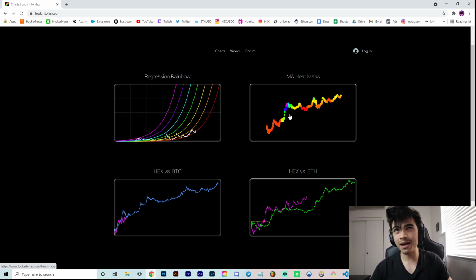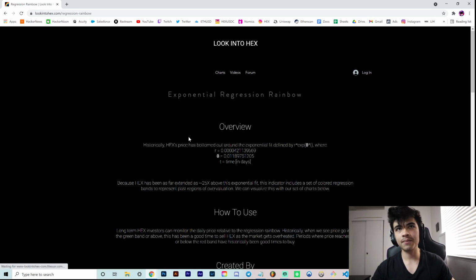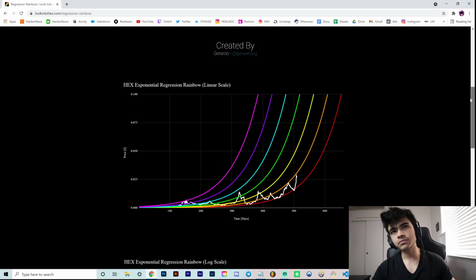And about these heat maps. These heat maps are the only ones I made in Python, which, not sure how to embed those interactively here on the site. However, the remaining three, the regression rainbow, HEX versus BTC, HEX versus Ether, are made in my Google Sheets document, which I'm allowed to embed here interactively. So let's take a look at the regression rainbow, for example. You can click on it. I give an overview of how to use it, and when you scroll down, you can pretty much just see where these levels are on any given day.